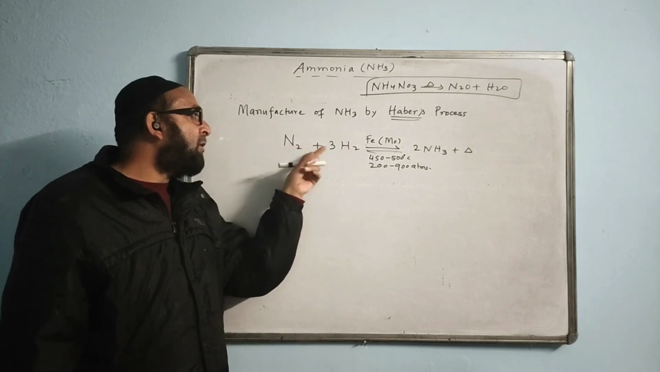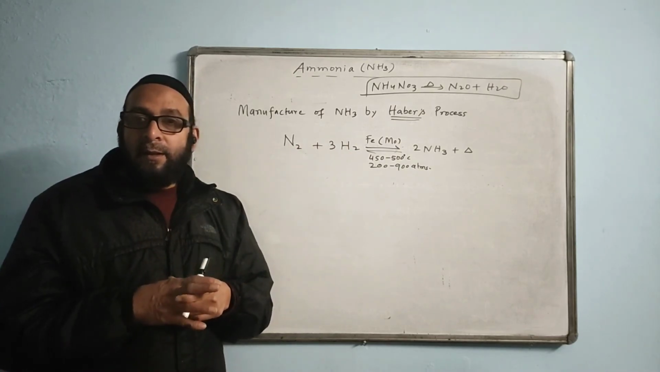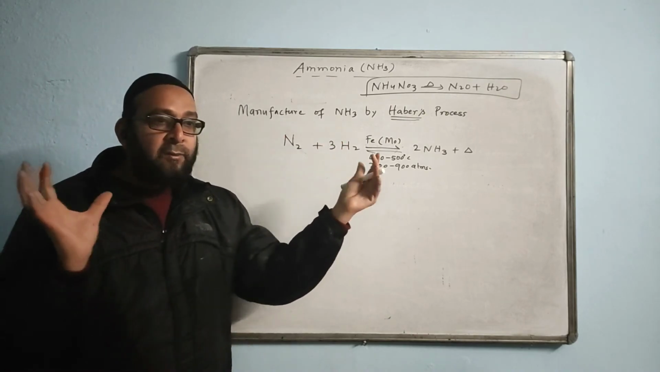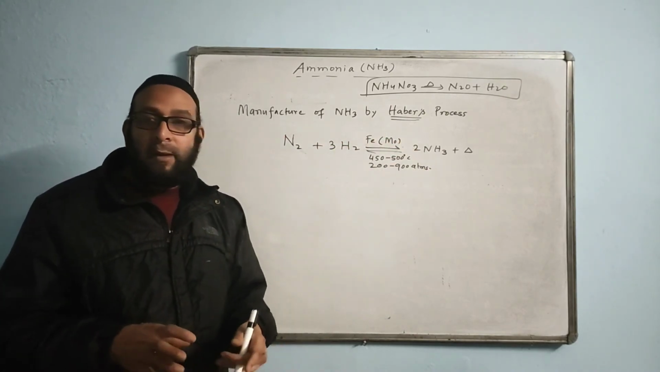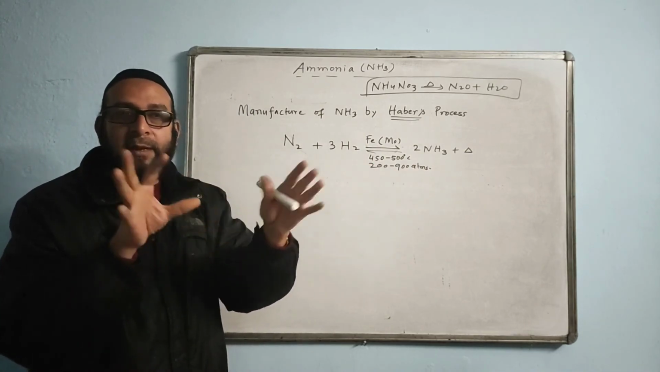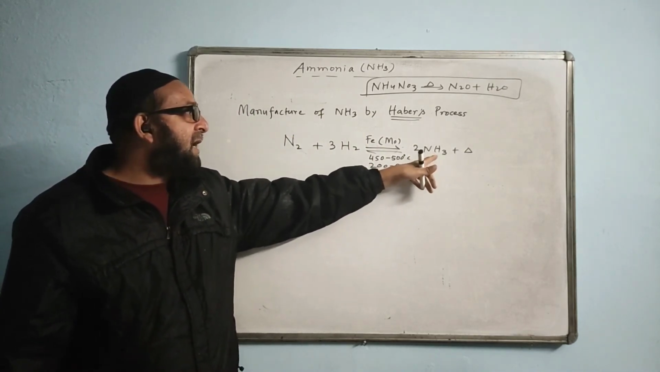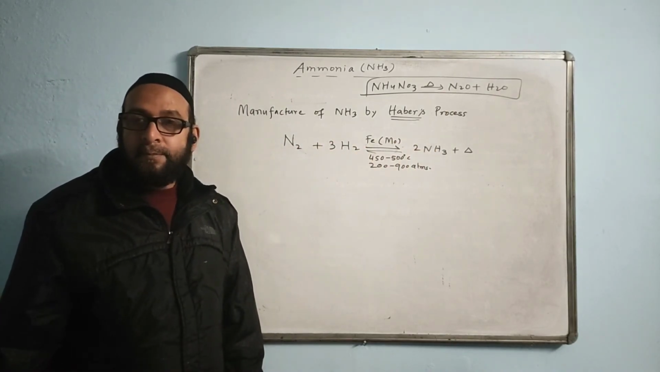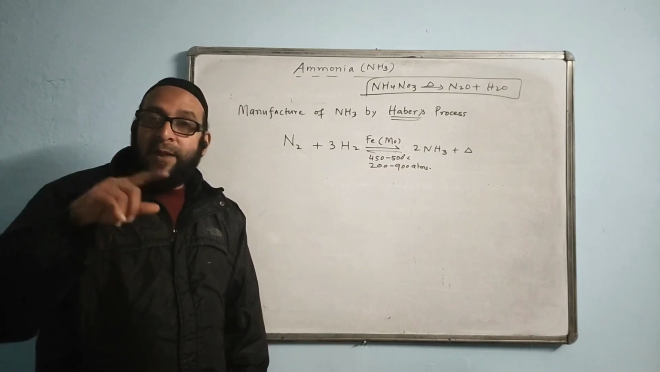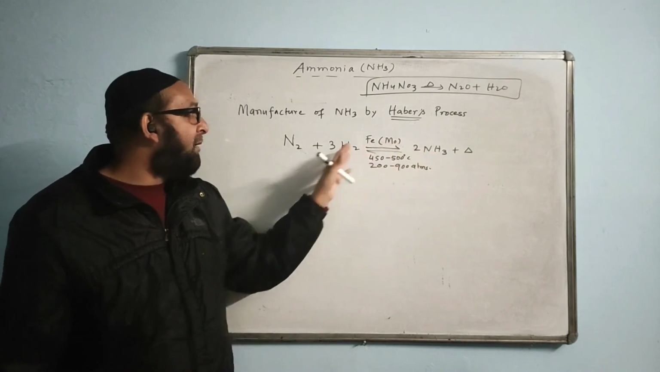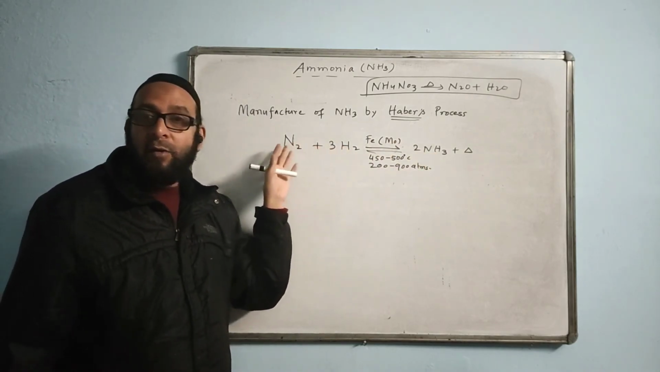Because we are supplying nitrogen and hydrogen in a large quantity, it is not necessary that all the nitrogen and all the hydrogen will combine to form ammonia. Some of them will remain unreacted. They do not combine, so they are also present. That means the product in the gaseous form is a mixture of three gases: one NH3 and the two other unreacted, uncombined gases.